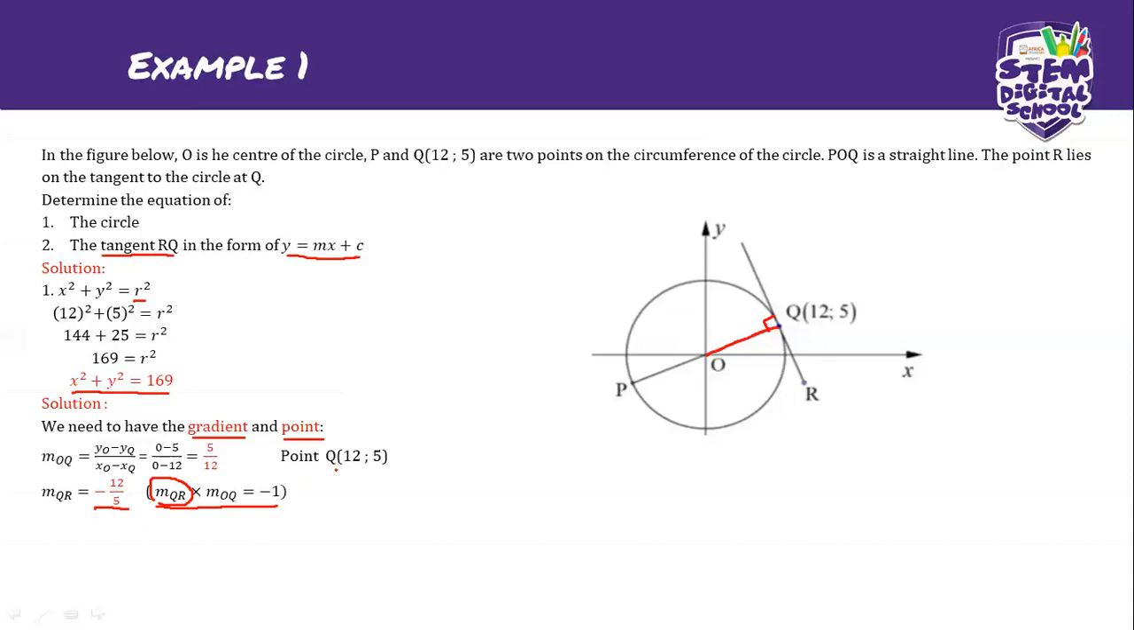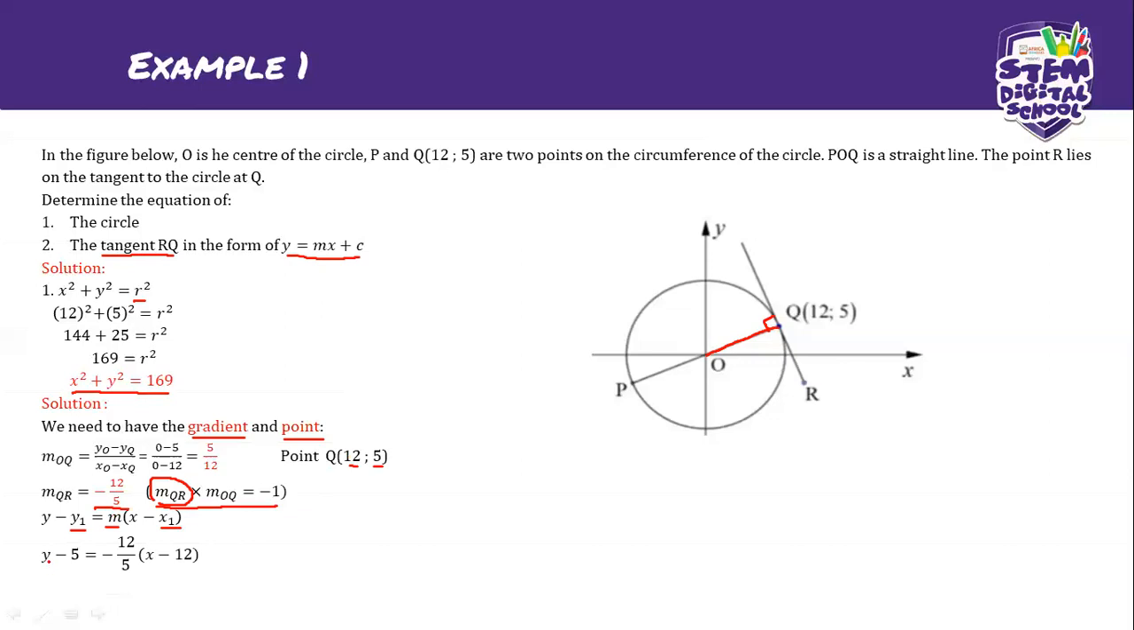So we are now having the gradient as well as a point. So we are now able to calculate the equation of a tangent. We first have the standard equation here, and then for y1, we substitute the value of y on this point, which is 5 in this case. And then we have m, which is the gradient that we have calculated, which is negative 12/5. And as for x1 there, we take the value of x on this point, which is 12 in this case. Then you substitute them, right?